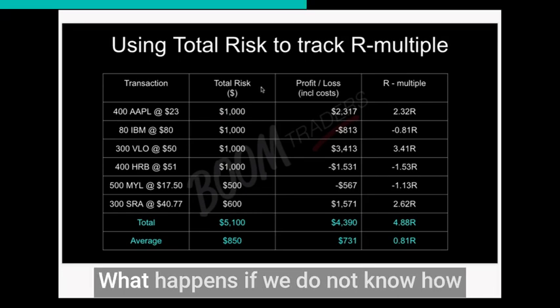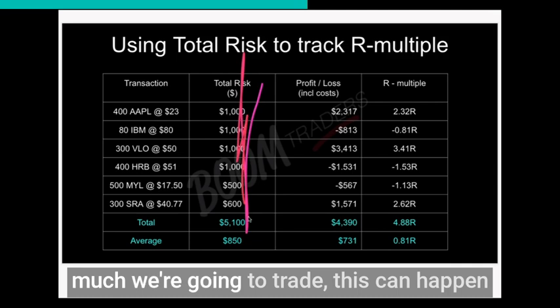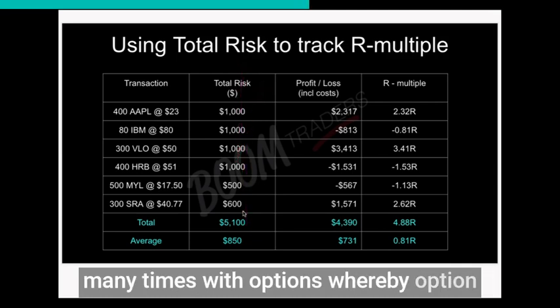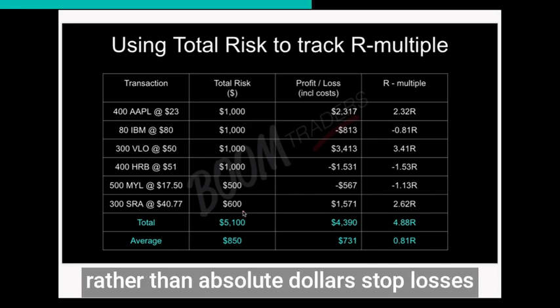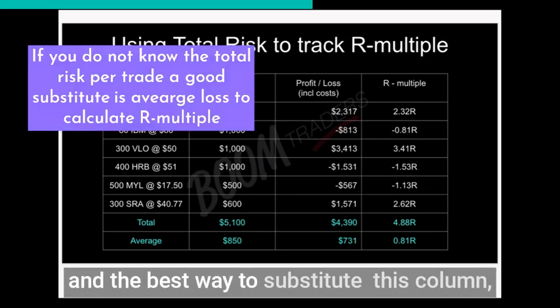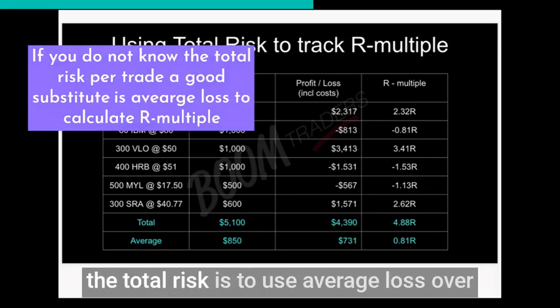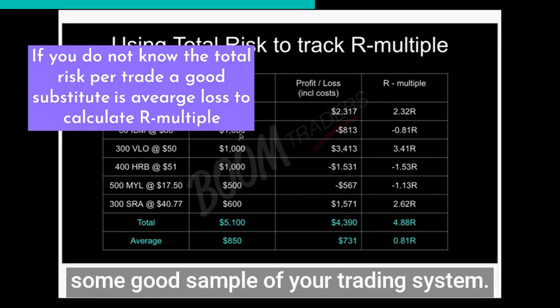Now, one question that we can ask here is what happens if we do not know this initial risk? What happens if we do not know how much we're going to lose? This can happen many times with options, whereby option traders are using technical stop losses rather than absolute dollar stop losses. And the best way to substitute this column, the total risk, is to use the average loss over some good sample of your trading system.